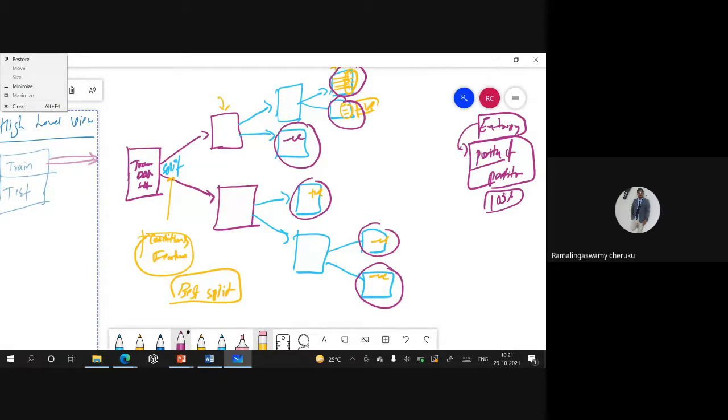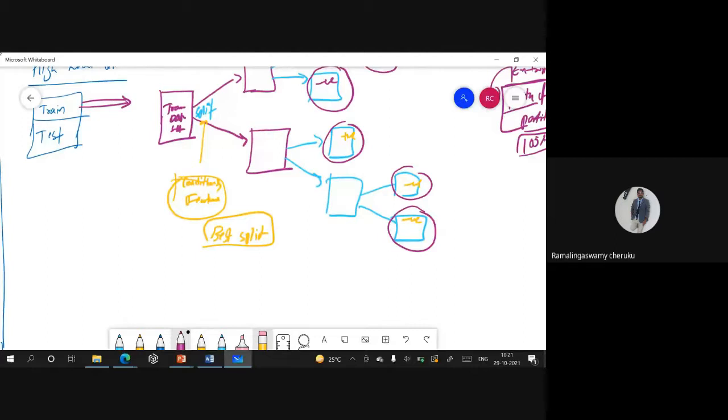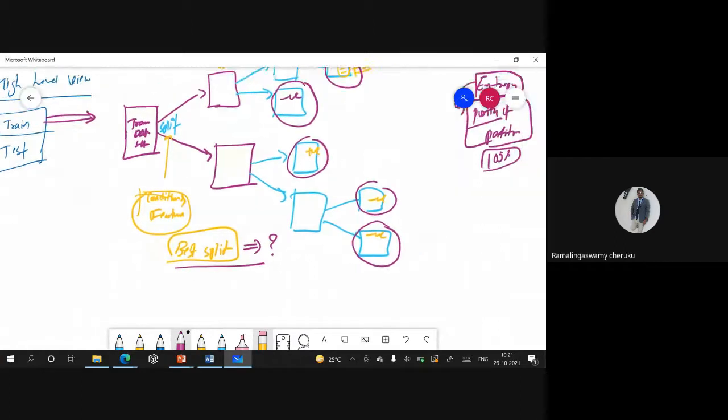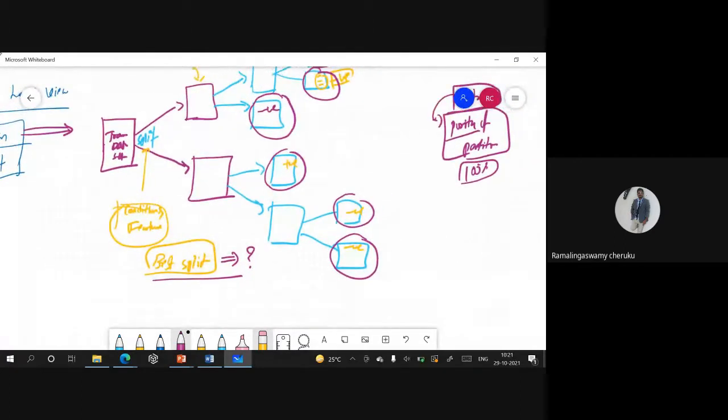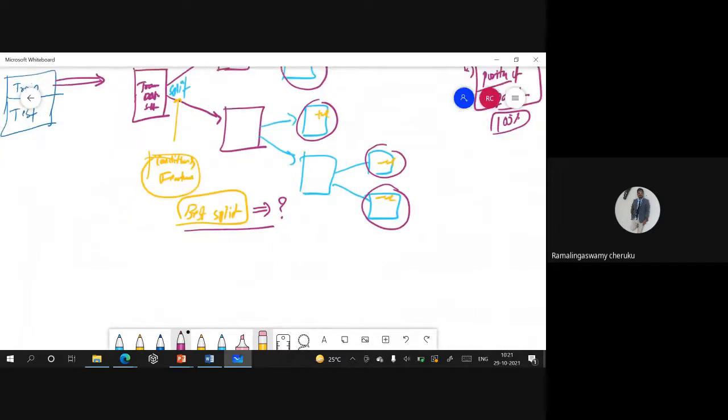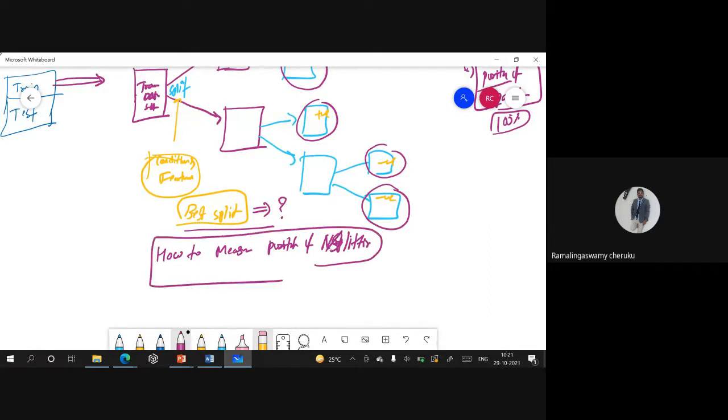The question is, how to identify the best split? As I mentioned, how to identify the best split? And the question arises, how do we measure the purity of a node, the purity of a splitting? If you know the purity of the splitting, the splitting which gives the most pure result is the best split. So for that, you have to know how to measure the purity of splitting.